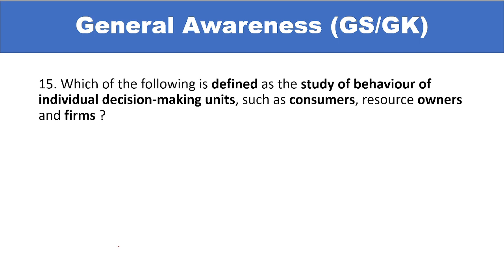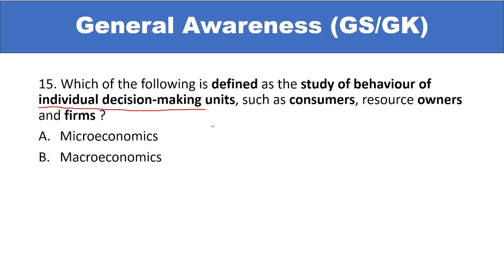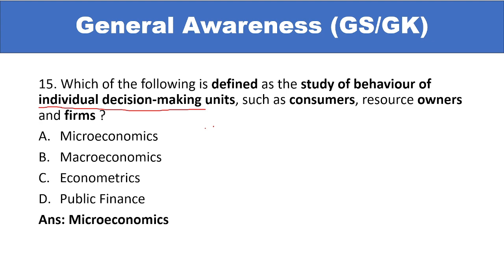Next, which of the following is defined as the study of behavior of individual decision making units such as consumers, resource owners, and firms? The options are microeconomics, macroeconomics, econometrics, public finance. Which of the following is defined as a study of behavior of individual decision making units? And the answer is micro. At individual level it is micro, at large scale it is macro.